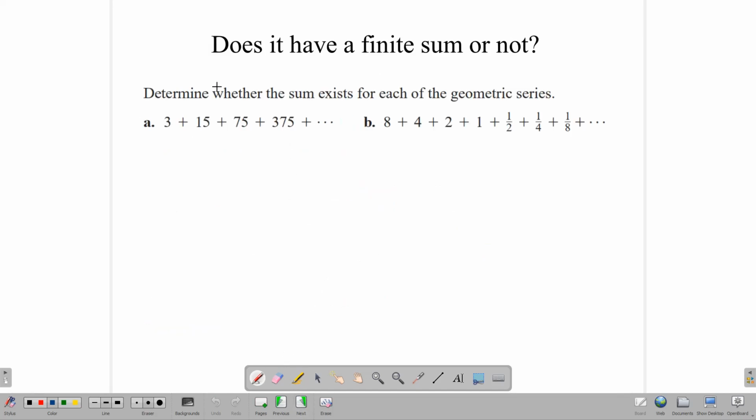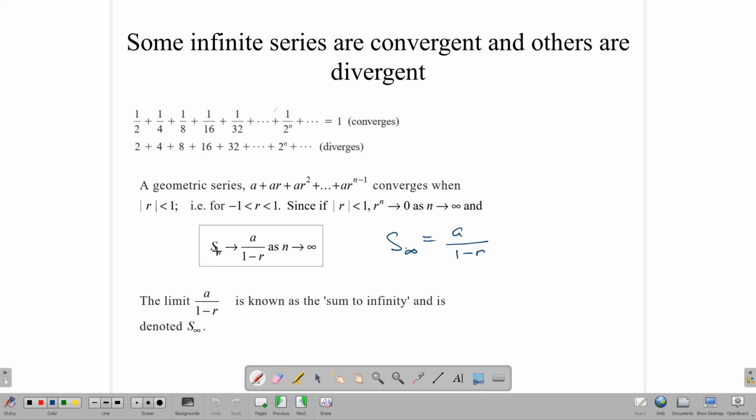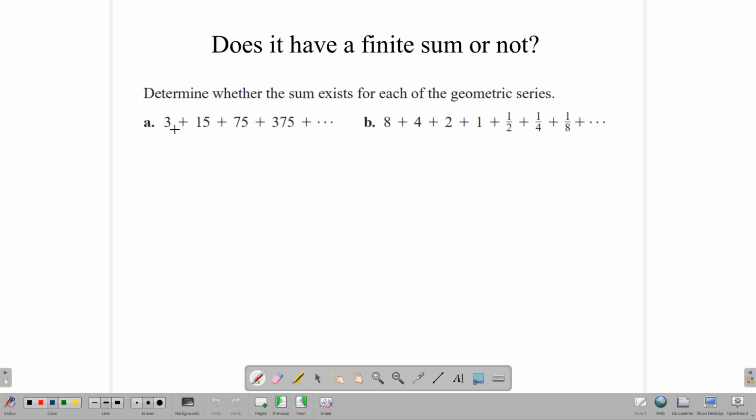Now let's use that. Before we use it to solve any problems, let's determine whether the sum exists for each of the geometric series. As mentioned a while ago, geometric series converge or diverge depending on the value of r. If the value of r lies between -1 and +1, the series will converge. If it's greater than 1, then it will diverge. Now let's look at this.